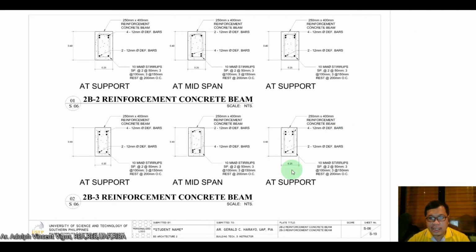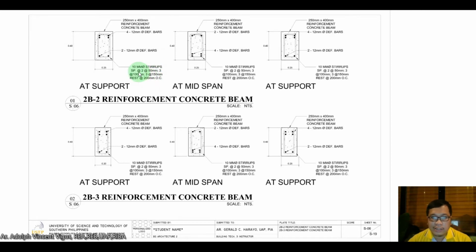So in sheet S6, you can find here the reinforced concrete beam, that's 2B-2. So this would be at support. The size is 250 mm by 400 mm reinforced concrete beam. At the top there are four 12 mm diameter bars. Then below there are two 12 mm diameter deformed bars. Then the stirrups are 10 mm diameter stirrups.